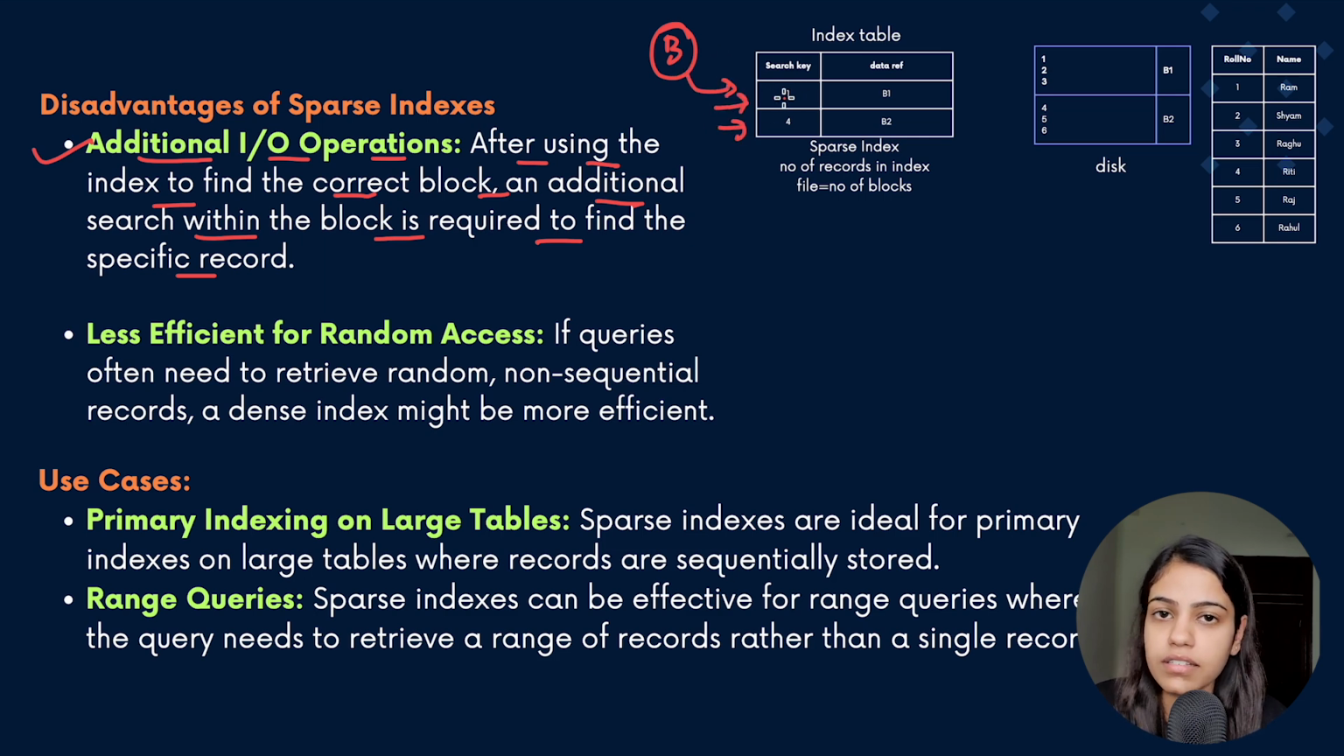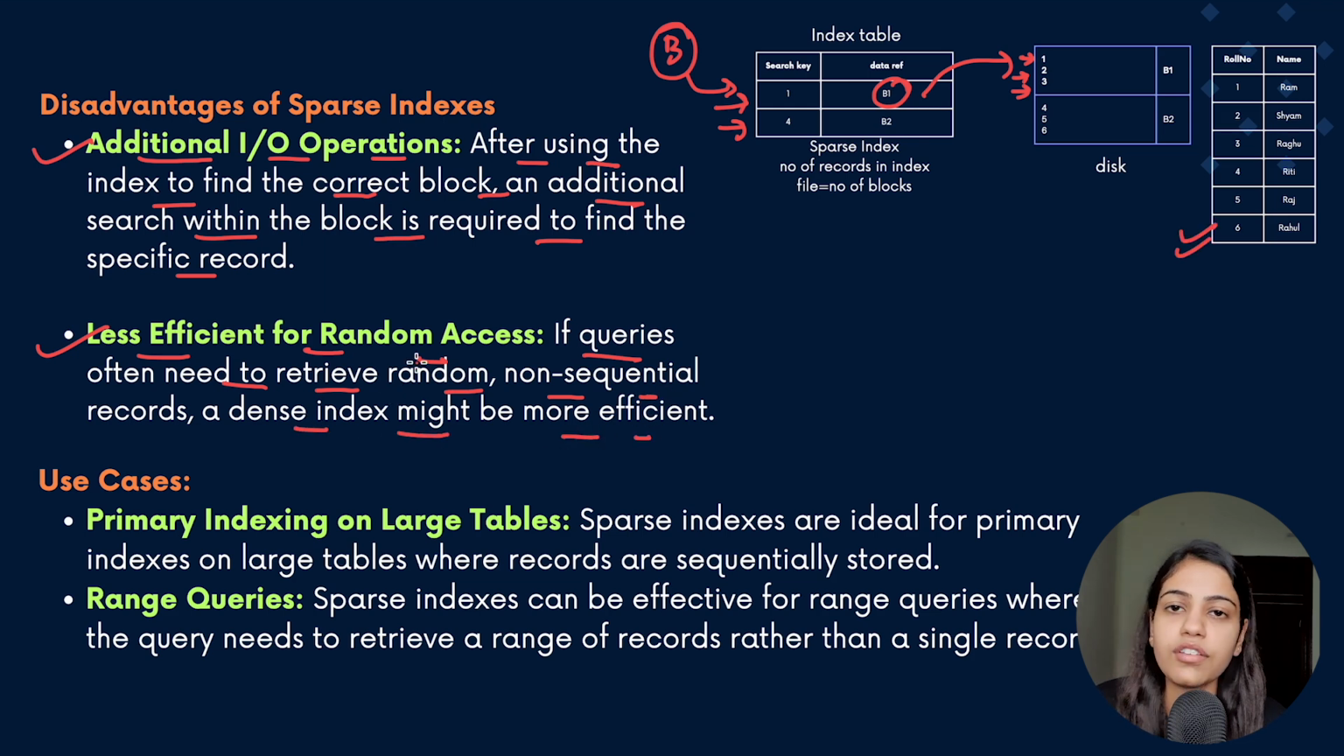I am going to the index table and searching it. Wherever I find the search key, I go to the data reference there, and then I do a search on the block which is present. So here you can see that there is an additional search which I need to do for that particular block. Because of this additional search, additional IO operations are involved. Now the second thing is that it is less efficient for random access. If queries often need to retrieve random non-sequential records, a dense index might be more efficient. So whenever we want to do searches in a set of data which is unordered, then we use dense indexes.